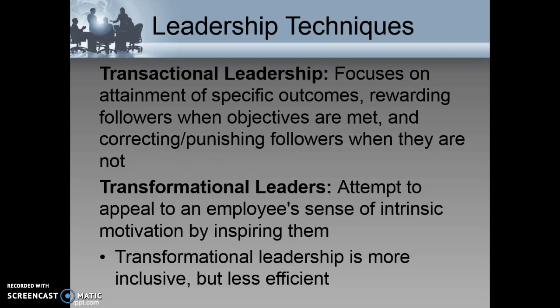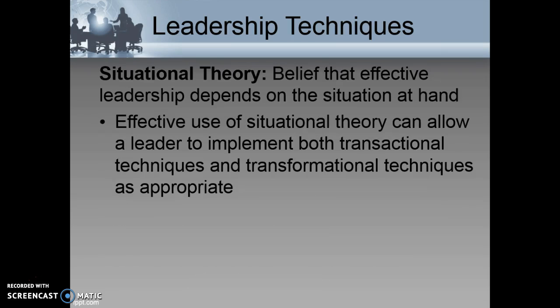Transactional leadership focuses on attaining specific outcomes. We're going to reward our followers when the objectives are met, and we're going to correct or punish them when they are not met. This is different from the transformational leader, where again we're trying to focus more on the employee. We're trying to focus on their sense of intrinsic motivation. We want to inspire them to work well. Right? It's much more inclusive. Our employees feel much better this way, but it's often less efficient than a transactional leadership style.